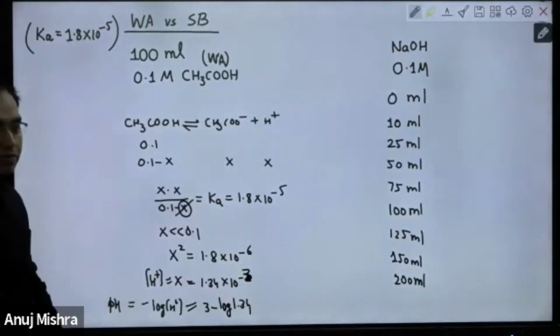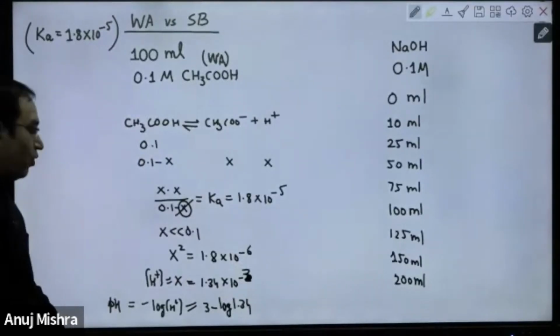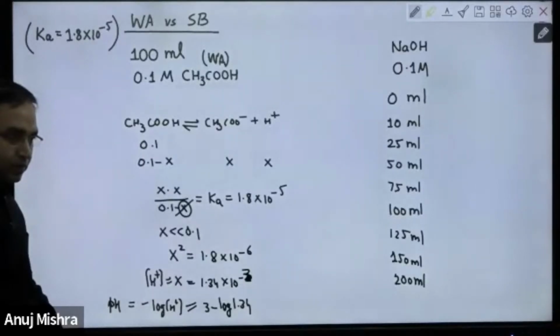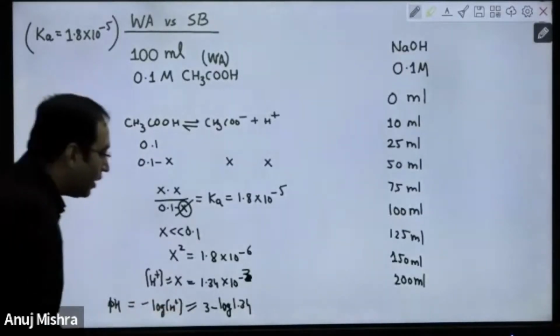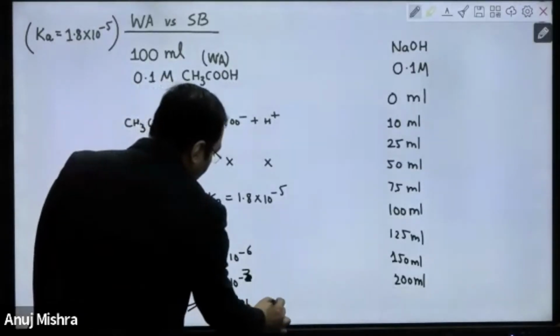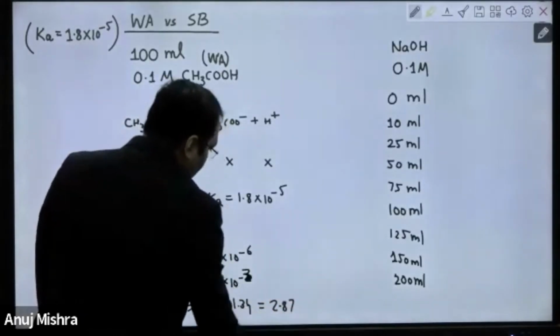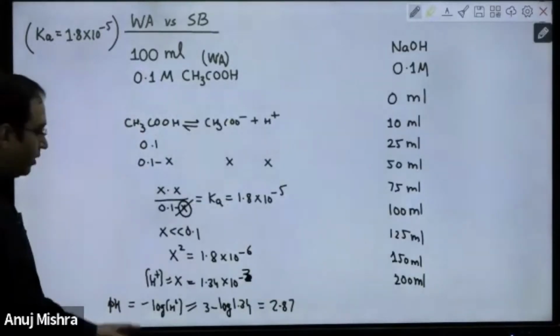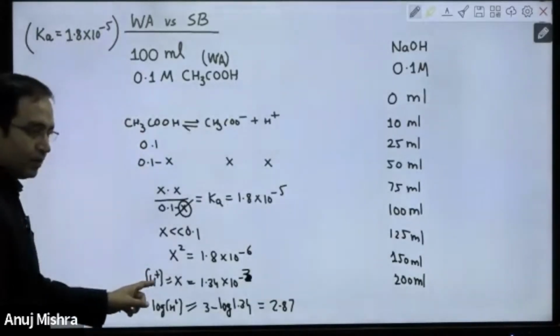How much is log 2? 0.3010. What is log of 1.34? Of course, less than log 2. 0.1. So what is the final answer? Around 2.87? Is it clear? This calculation is clear.